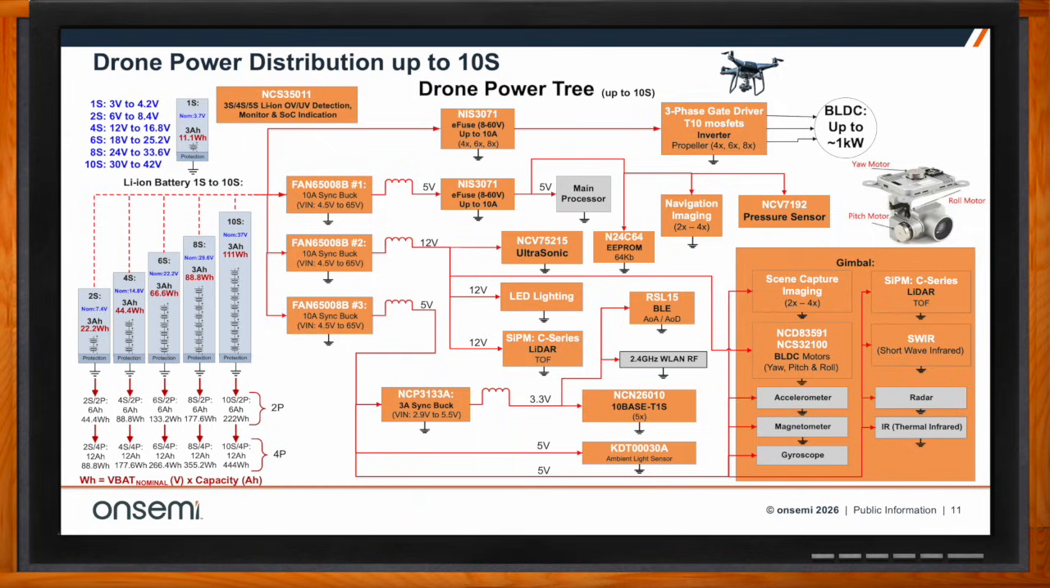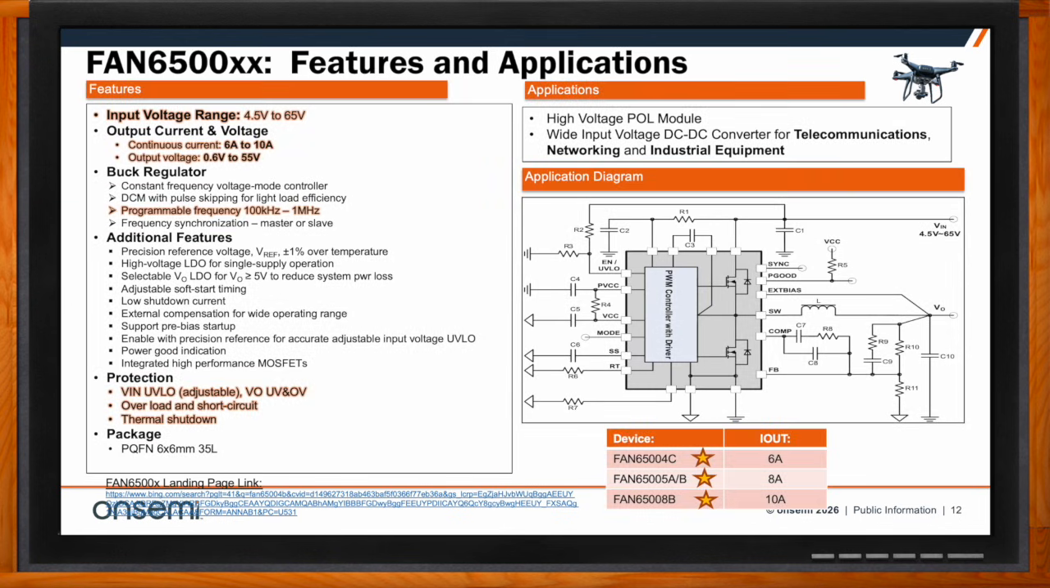So, Bob, let's also talk about some of the solutions you mentioned. Sure. So specifically that FAN65000 family, we have 3 devices. We have the FAN65004C, which is a 6 amp device. We have the 5A or B, which is an 8 amp device. And we have the 8B, which is a 10 amp device.